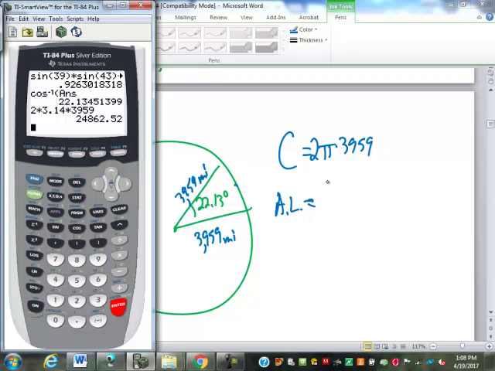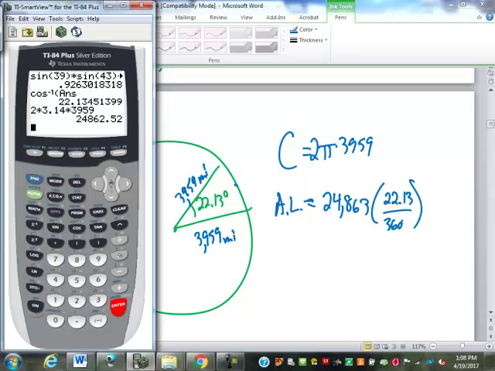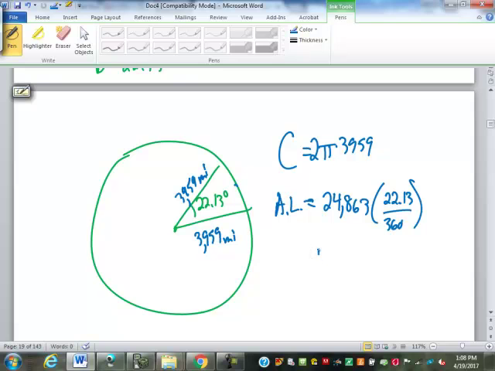So let's just call it 24,863 times that angle of 22.13 over 360 for the whole circle. So that's 1,526 miles. That would be the angular distance. It would be the actual surface distance between those two coordinates on the globe. Does that make sense? Kind of?